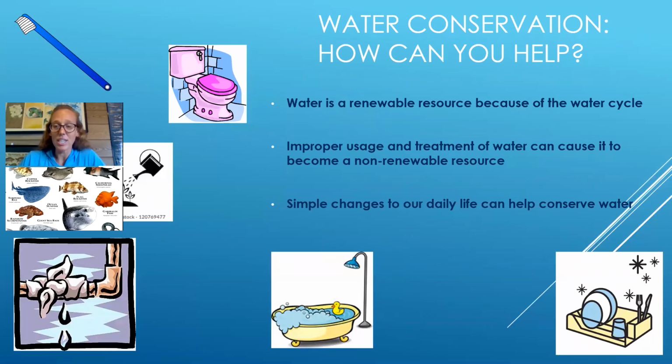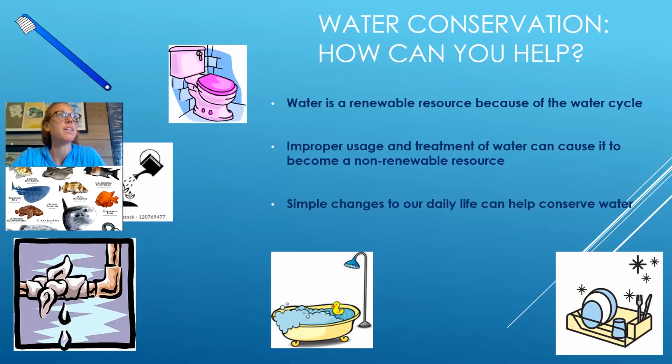So water conservation, how can you help? Because we always got to spin it in a positive way. It is a renewable resource, like I told you, through the water cycle. However, if we don't treat it, if we don't take care of it, if we're not mindful of our usage, it can cause some issues. We could run out of it.